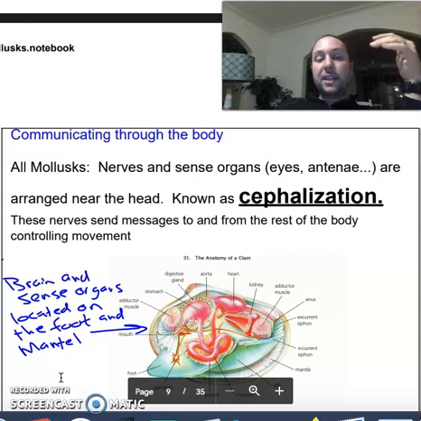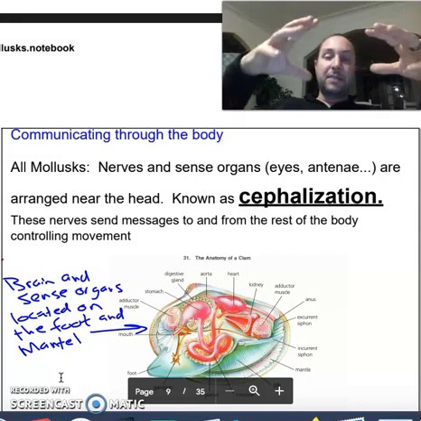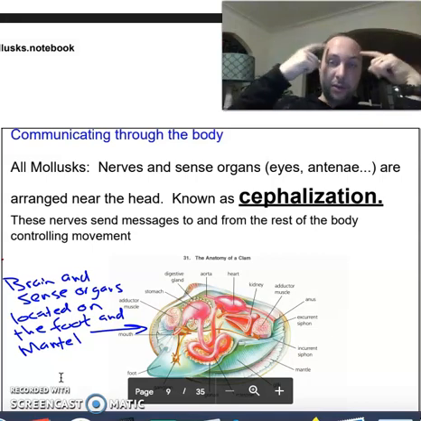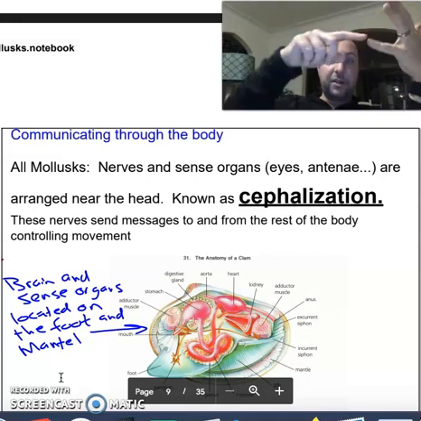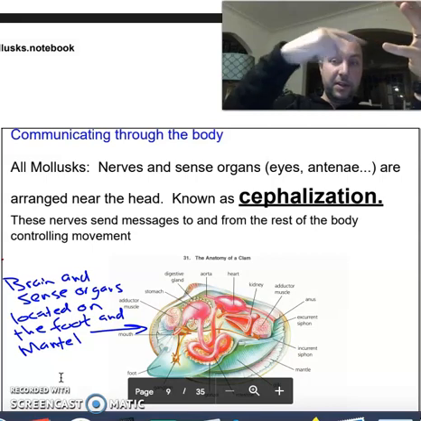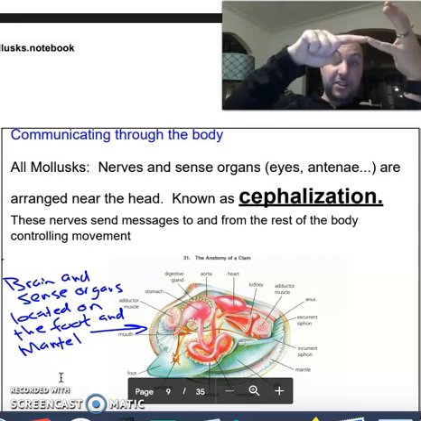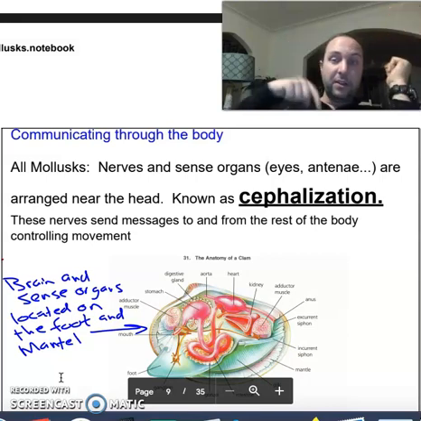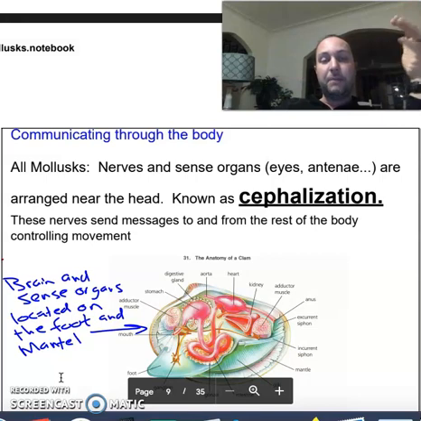So in the case of communicating through the body, we're talking about how do they send information from one place to another, right? So in you and I, how do we send information from like our fingertip to our brain that senses that something just touched our fingertip, and then how do we send a message back to our fingertip that says, hey, wiggle? That's communicating through your body, right?